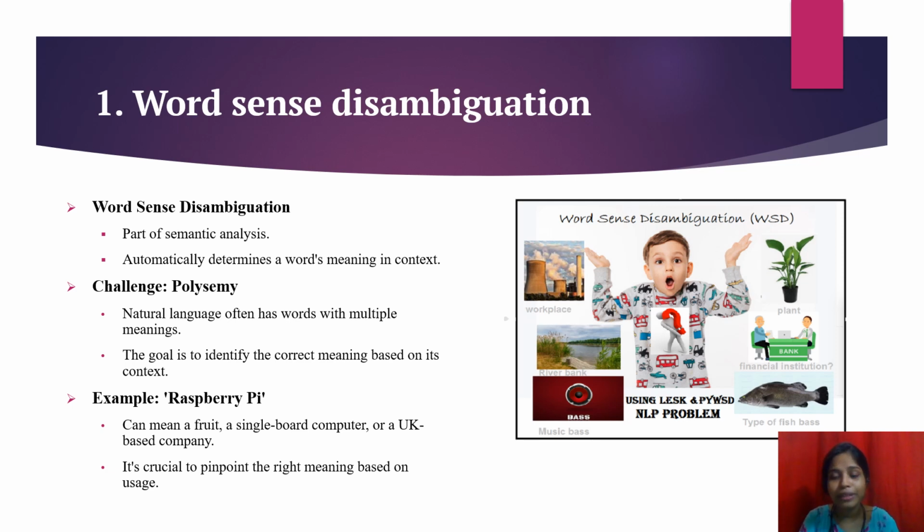Many more examples are shown in this picture presented. Let's take the word plant, whether it's the green plant outside in our gardens or the workplace. The word bank, whether it's a financial institution or a river bank. So it's pretty important to pinpoint which meaning makes sense in a sentence. That's what word sense disambiguation is all about, making sure the computer gets it right.